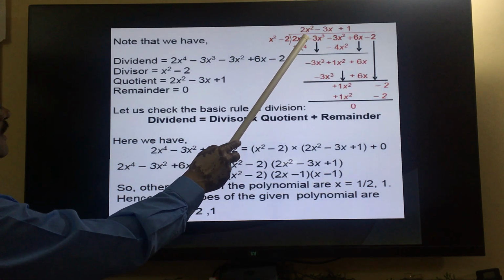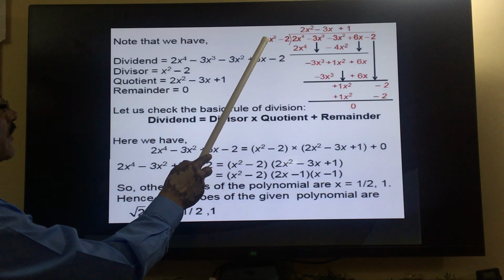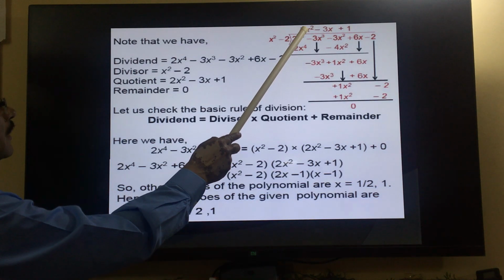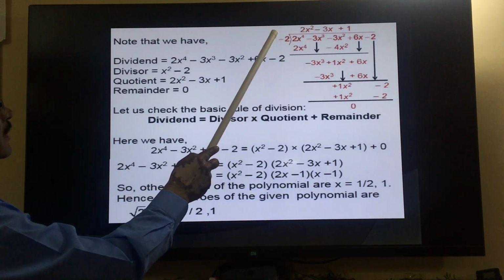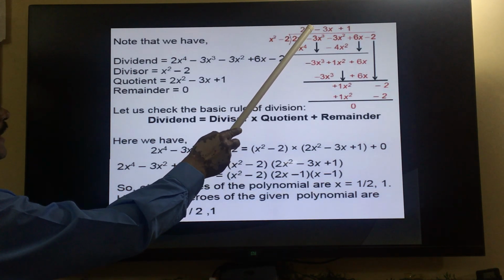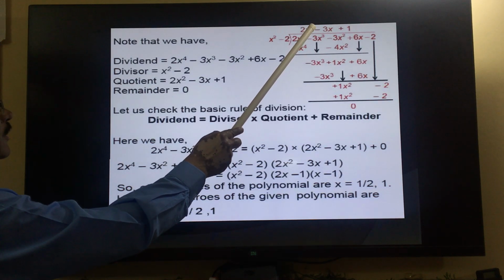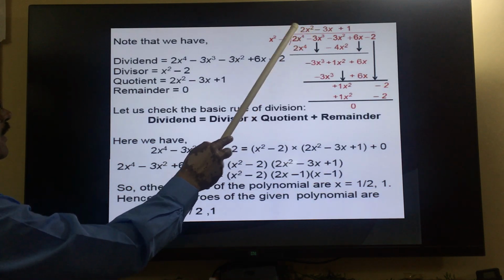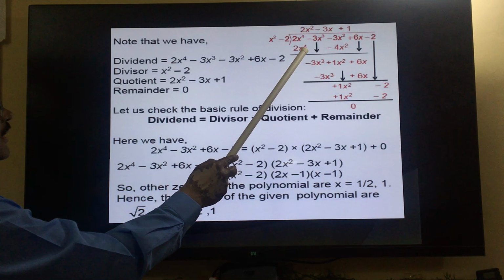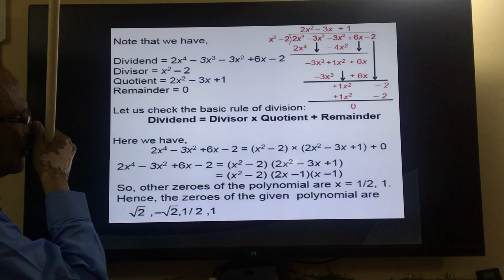Here the highest power is 4 and the number before this is 1. Here the number is 2. So 1 we will multiply by 2, so we will write 2 here. Here we want power 4, here the power is 2. We will multiply by x to the power 2. So 2x to the power 2 we will multiply by both the terms and we will get 2x to the power 4 minus 4x square.